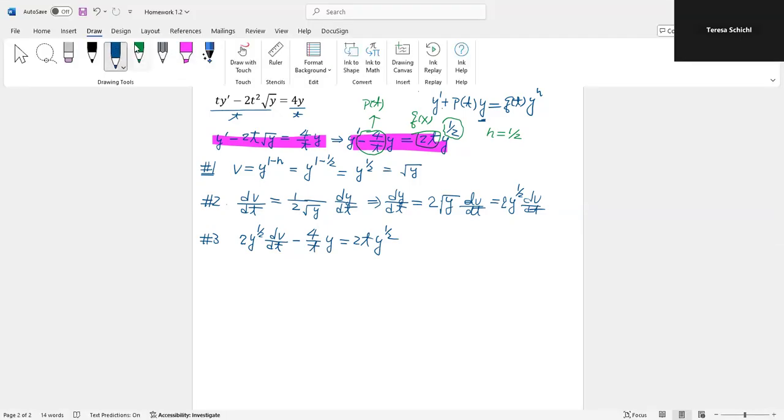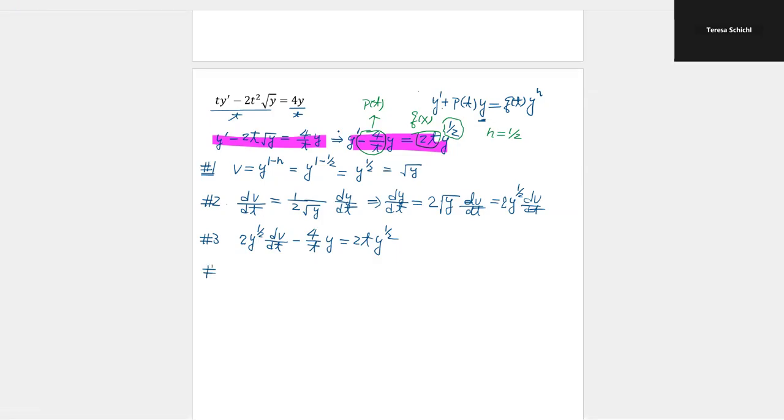Now what is step number 4? I want to simplify this differential equation with dv/dt by itself. What I need to do is divide by 2y to the 1/2, and this is 2y to the 1/2 here. So this is step number 4 we want to do.